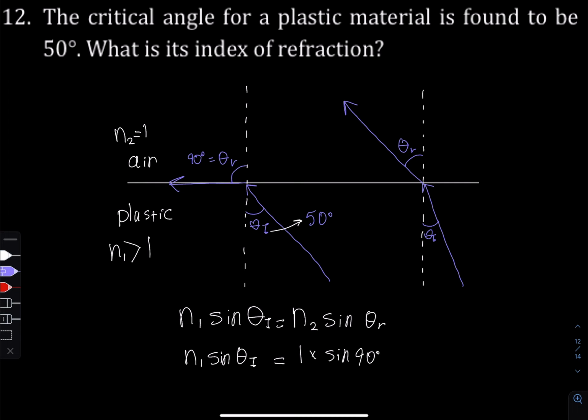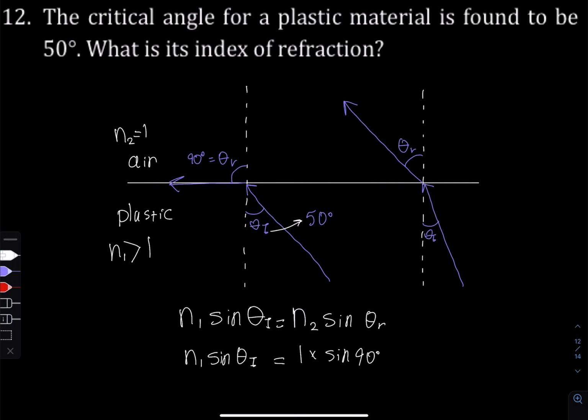So once again, critical angle is the angle of incidence when the angle of refraction is 90. That will be the critical angle. And it's always coming out of the high index of refraction substance, like plastic, water, oil, and into a lower index of refraction substance like air.